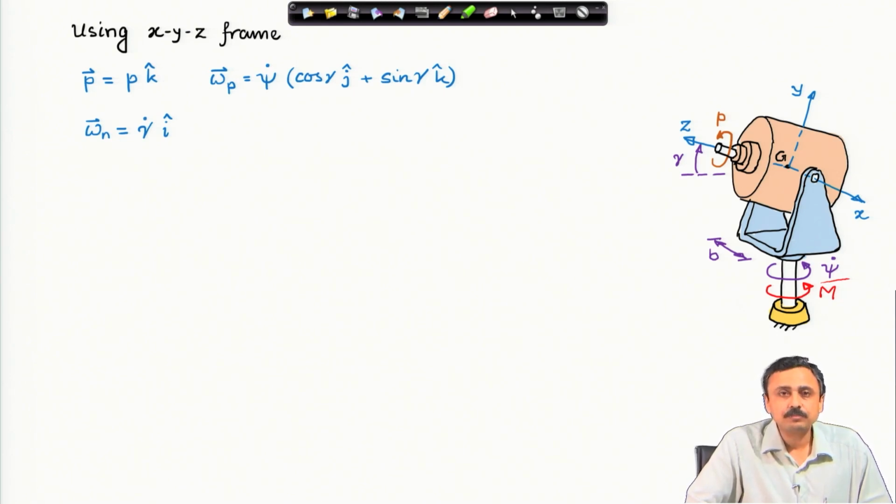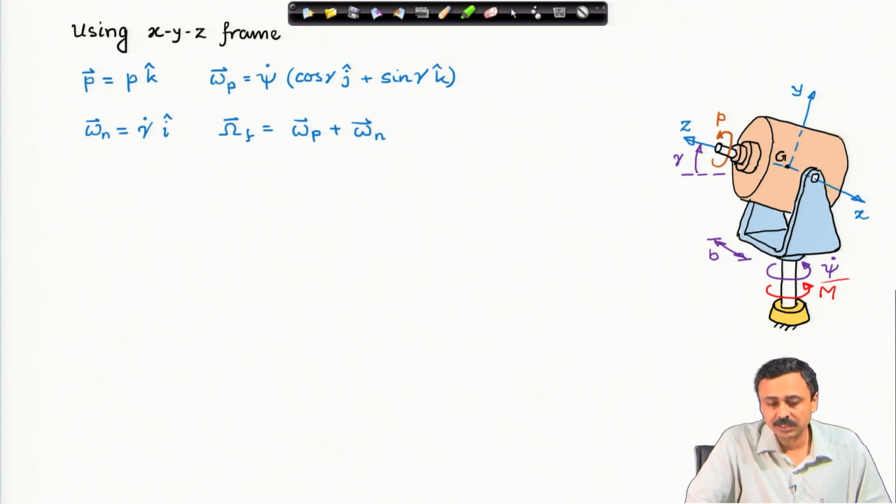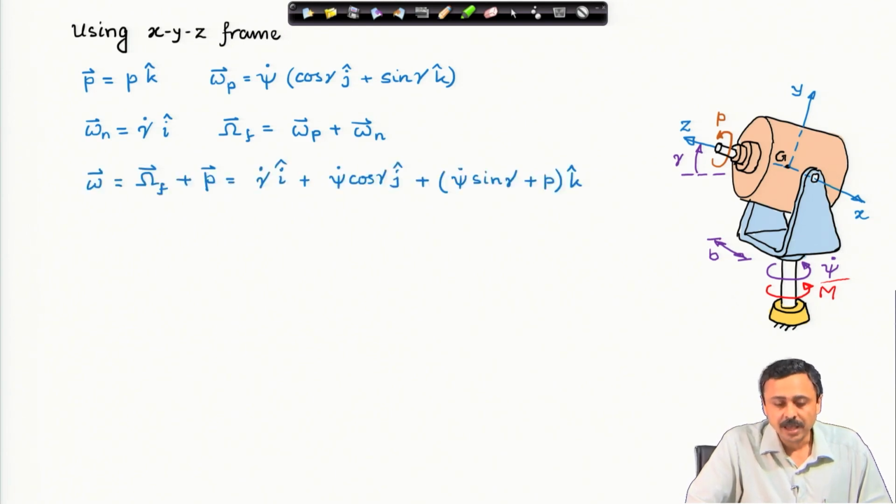Now, we will put all these things in the angular velocity. First, the frame angular velocity. The frame angular velocity is because of precession and nutation, as we have noted, and the net angular velocity of the rotor is the frame angular velocity plus the spin angular velocity. Therefore, we have the net angular velocity of the rotor.